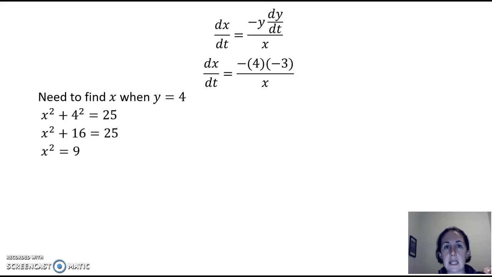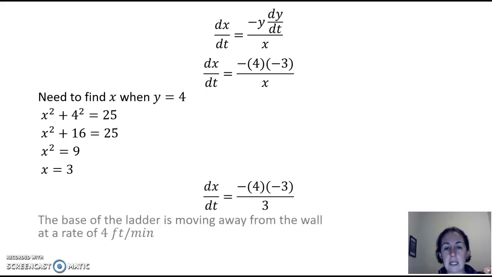Now, when we take the square root to solve, remember, you have to take plus or minus. But because these are lengths, these are distances, we're only concerned about the positive, so x would be a positive 3. And so now we can see that dx/dt is going to be 4. So the base of the ladder is moving away from the wall at a rate of 4 feet per minute.